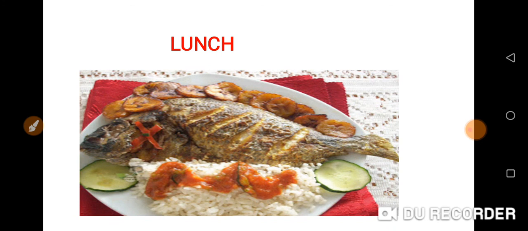Fried food is not advisable to eat in the night because fried food does not digest easily. So we can still take fried plantain in the afternoon. As you can see on the screen, this is fried fish stew with boiled rice and fried plantain.